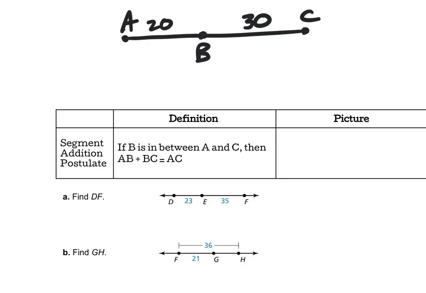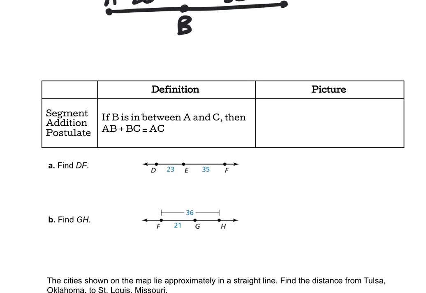Same thing here, segment addition postulate. If I know the length of two smaller segments, I can use those two smaller segments to find the big segment, okay? As long as they're connected and have that common piece in the middle. So as long as B is between A and C, then AB plus BC equals AC.